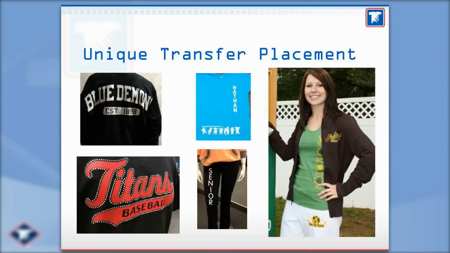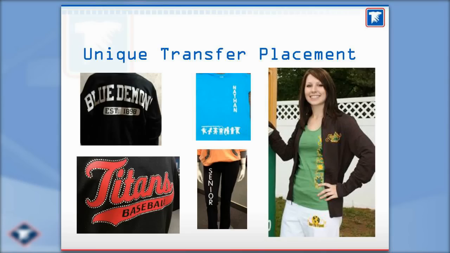The one directly below that says Titans Baseball, that is a fun placement. Now, it's not as much a fun little transfer placement as it is a fun way to add some spunk and some pizzazz to a design. What we did was we took the script and tail with Titans and we used rhinestones and put the rhinestones around the word Titans. And you might not know this, but here at Transfer Express, we actually do custom rhinestones. So you can order that Titans baseball script and tail and order the rhinestones from us at the same time.